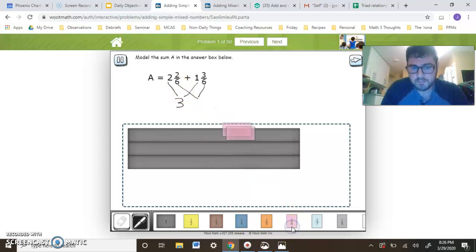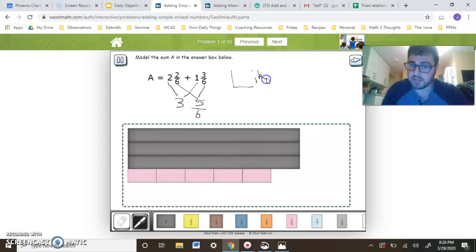2/6. Put those down here. 1, 2. 3/6. 1, 2, 3. And now we know in total we have 1, 2, 3, 4, 5. That's great. So we know our answer is 5/6. Now, this is pretty straightforward because the denominators are the same. Los denominadores son like.